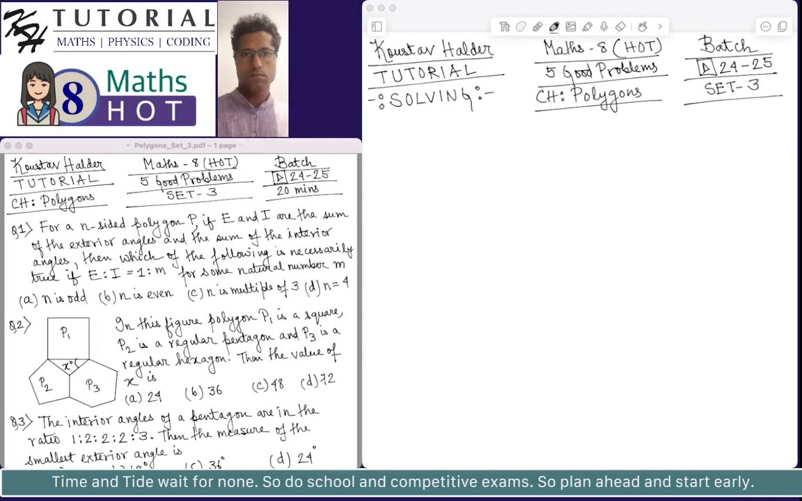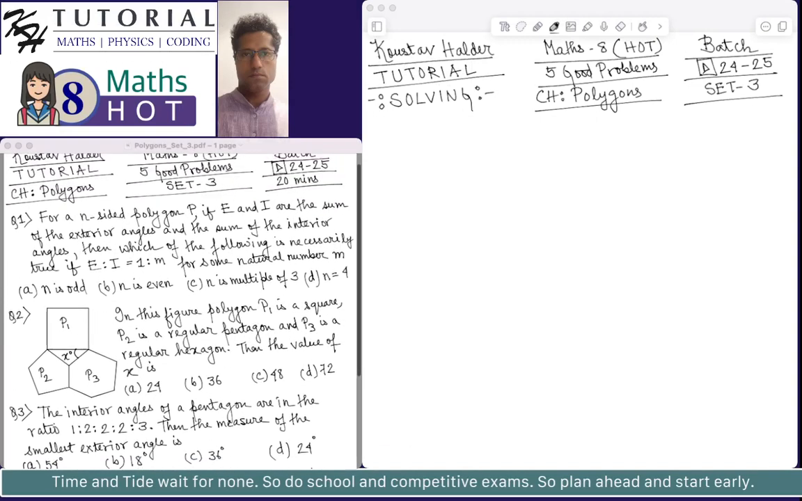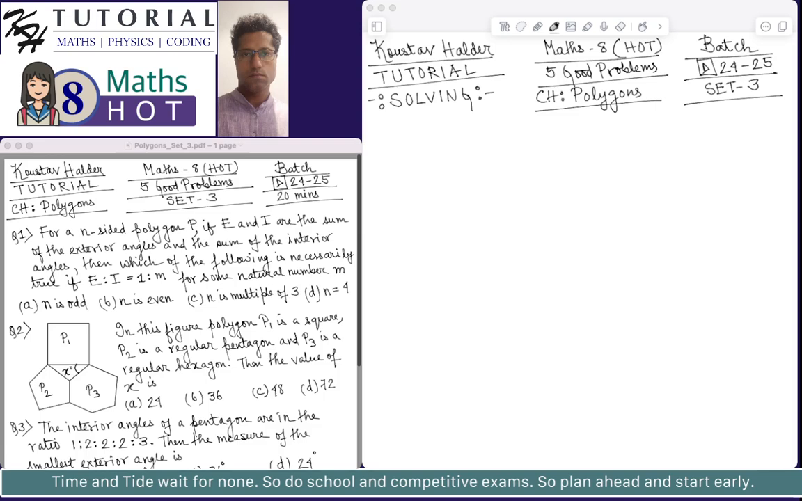Okay, so I have the set of 5 good problems of set 3 on the left hand side. I hope the fonts are big enough so that you can see them properly. The link of the PDF version of these 5 good problems will also be there in the description below. On the right hand side, I will solve the problems. After solving a problem, I will pause for a few seconds so that you can take a screenshot of the solution if you think it will help you. Let's start solving the problem.